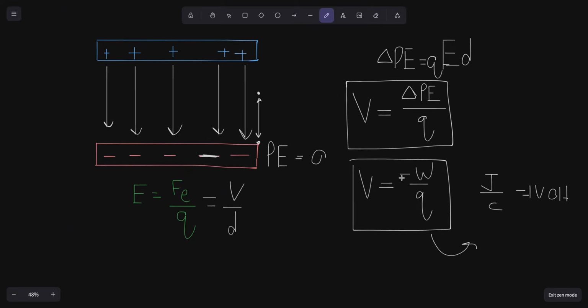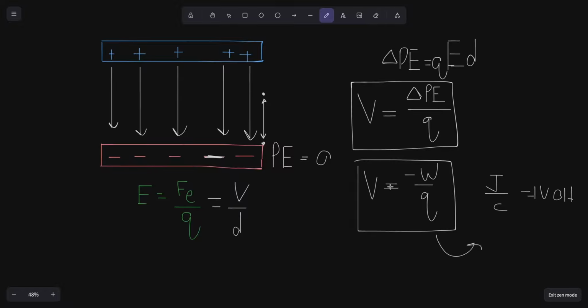Now, what I'm talking about here, when voltage is equal to negative work divided by charge, is that the electric field is going to do work on the charge. Because the arrow is pointing downwards, the charge is going to go from an area of high potential energy to low electric potential energy, right? So your voltage is decreasing. You're going from high to low.